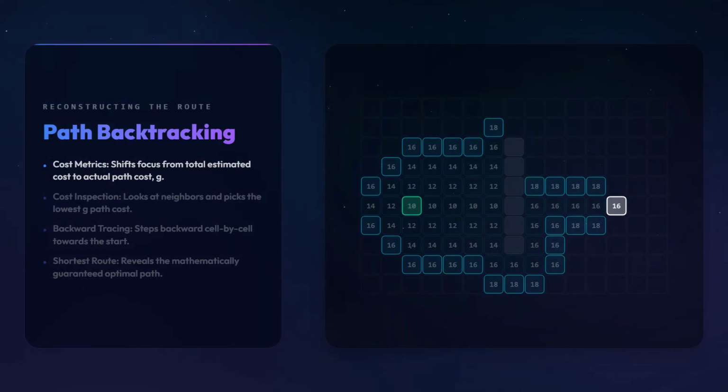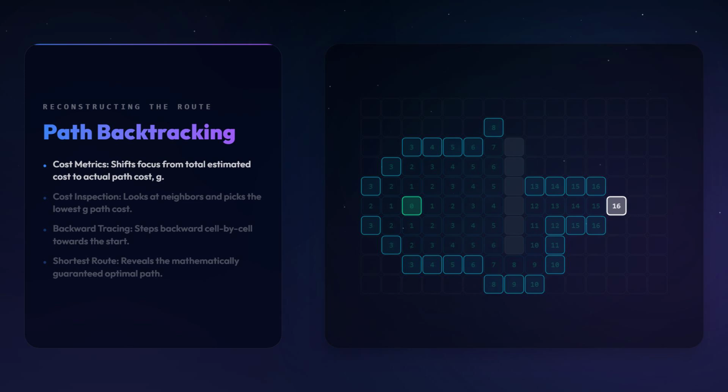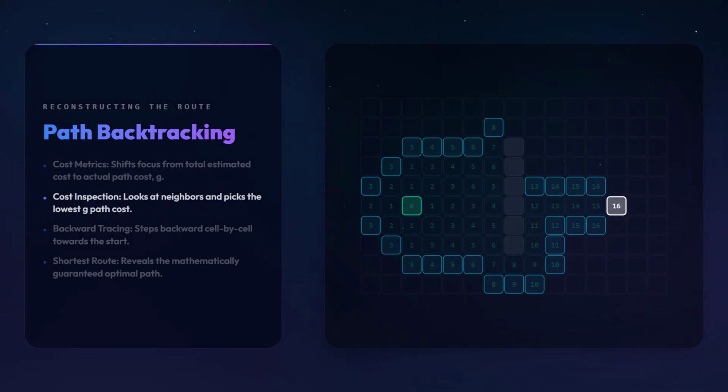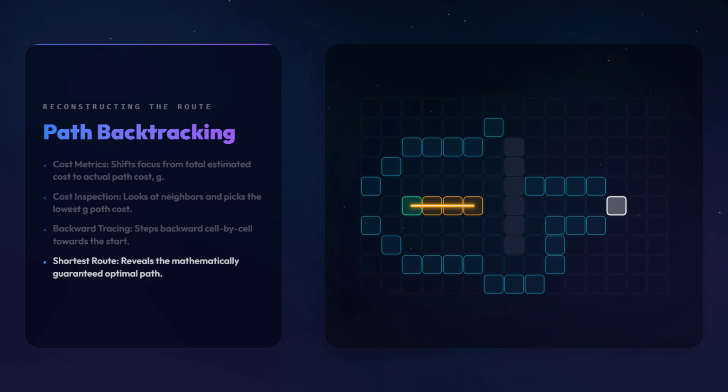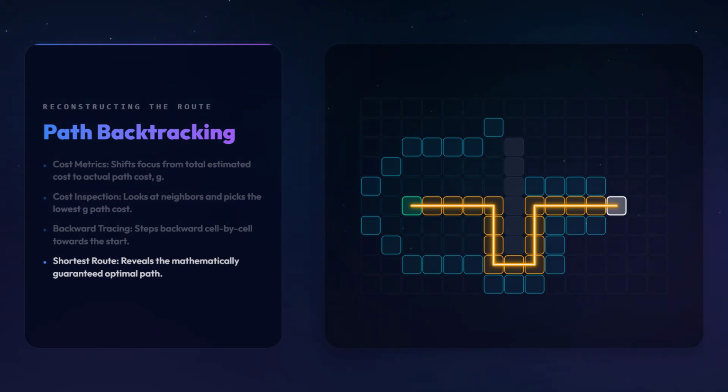To find the shortest route, we shift our focus from the total estimated F-score to the actual G-score, representing the distance walked from the start. Starting at the goal node, we inspect its neighbors and select the one with the lowest G-score. By repeatedly picking the neighbor with the lowest G-score, we trace our way backward until we reach the starting cell. This backtracking reveals the mathematically guaranteed shortest path from the start to the goal.